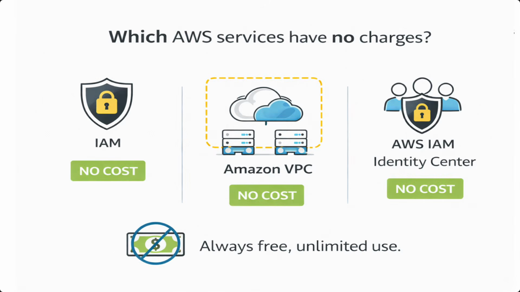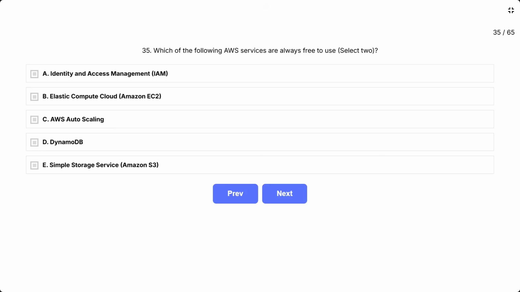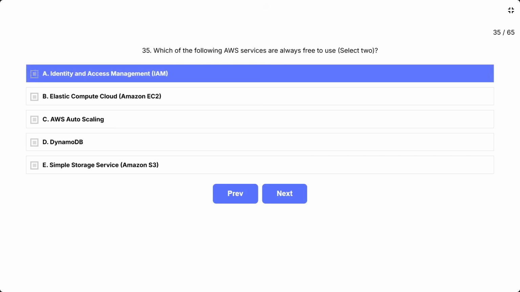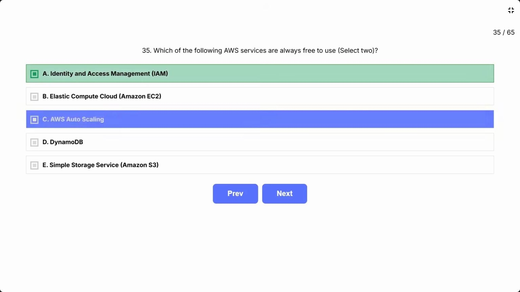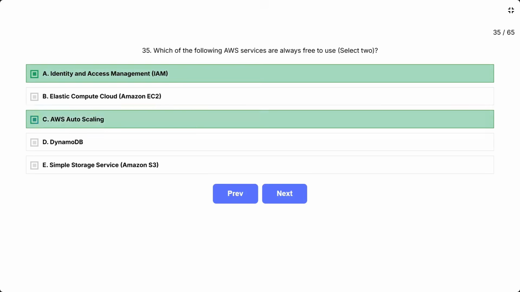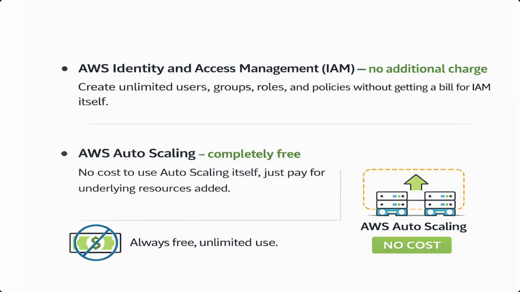This question asks which AWS services have no charges at all, regardless of how much you use them. Think of it as, which AWS services can I use freely without ever receiving a bill for the service itself? The correct answer is A, Identity and Access Management, IAM, and C, AWS Auto Scaling. AWS Identity and Access Management, IAM, is offered at no additional charge. You can create unlimited IAM users, groups, roles, and policies without ever receiving a bill for IAM itself. You only pay when IAM users access other AWS services like EC2 or S3.